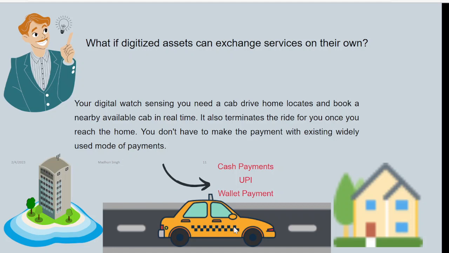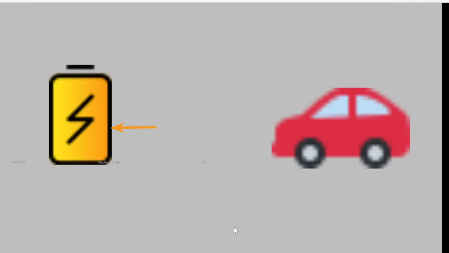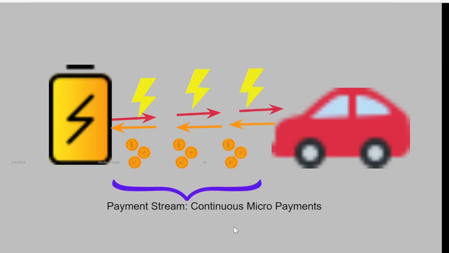Press the button, okay, you can stop and get yourself charged. So the next step would be that the cab would locate the nearby charging station and get itself charged. Now for each unit of electric power, the car is itself making continuous micropayments, which we are naming the payment stream.